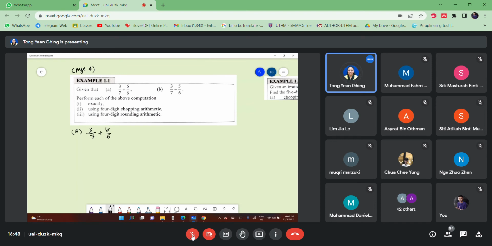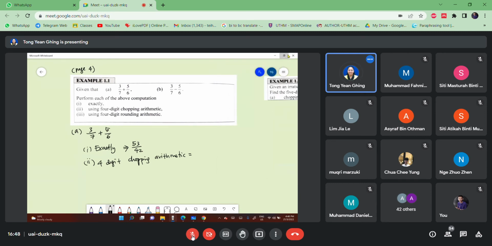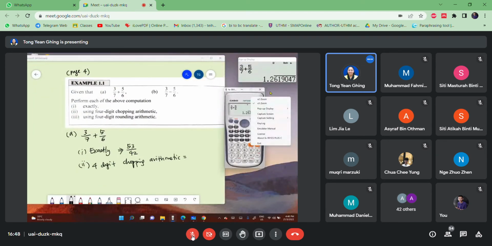Saya buat macam ni. The first one, this is the exactly. So yang ni sama dengan 53/42. Boleh? Lepas tu, kedua is 4-digit chopping arithmetic. Okay. Go back to just now equation, this calculator, saya tekan decimal places. So yang ni saya kecilkan ini dulu lah. Tak nampak nanti. Dah zoom dah. Zoom 3 kali dah.